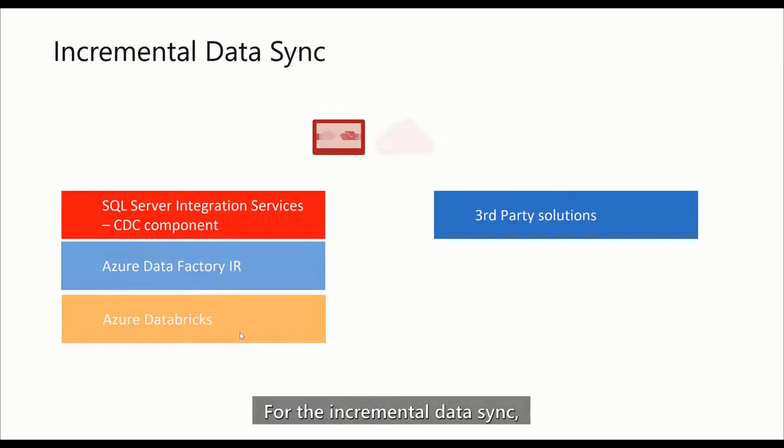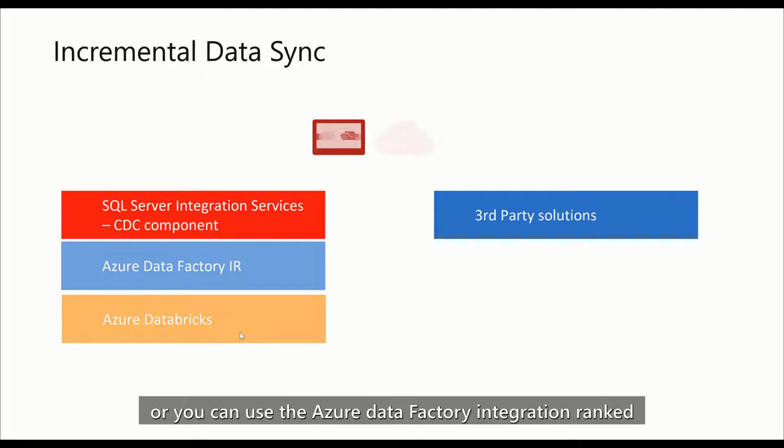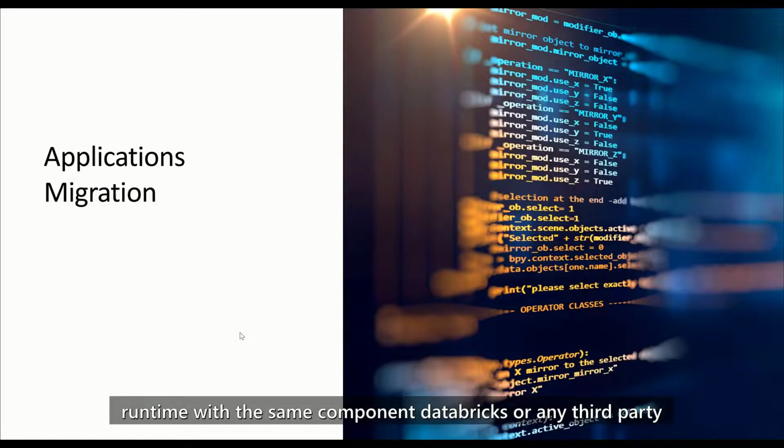For the incremental data sync, there aren't many options out there. There is the SQL Server Integration Services, which has a CDC component. You would need to set up a buffer on-prem, so you would need an instance. It can be either in a VM or on-prem, where you can store the catalog as an intermediate buffer, or you can use the Azure Data Factory integration runtime with the same component, Databricks, or any third-party solutions available on the market.